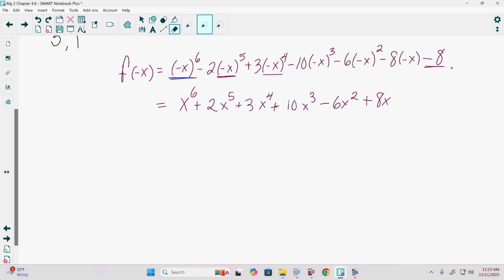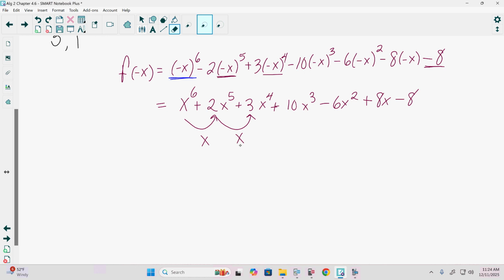Does this last number have an x with it? No, it's just a constant. So especially with f of negative x, if the exponent's odd, change the sign. If the exponent's even, leave it alone. And once we finish doing that, we're going to count sign changes again. From x to the 6th to x to the 5th is positive to positive, doesn't change.